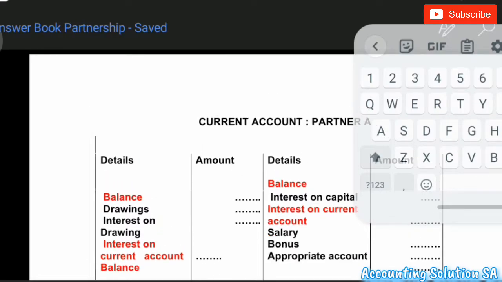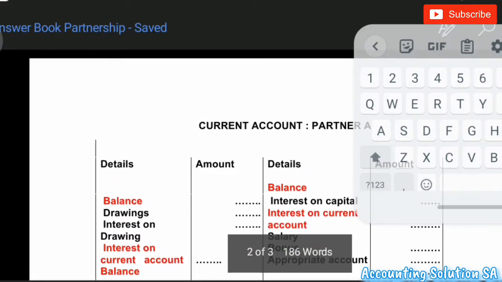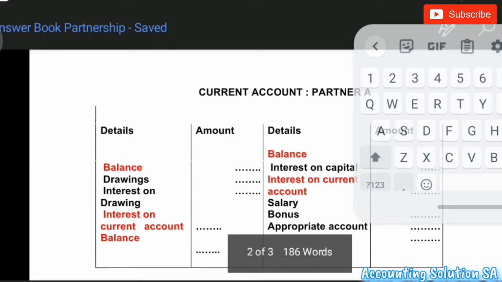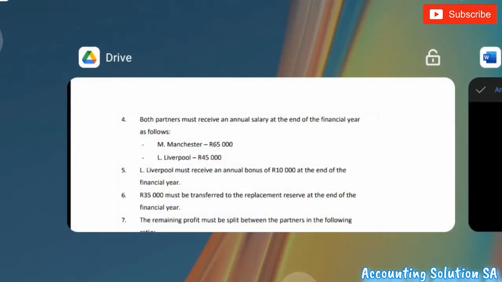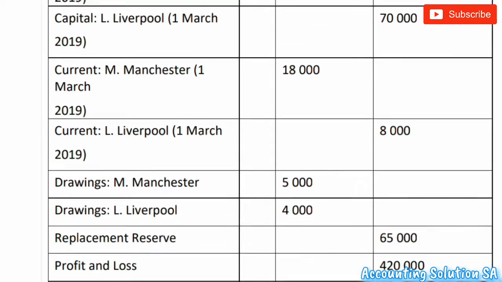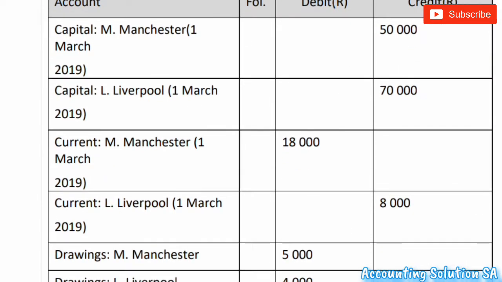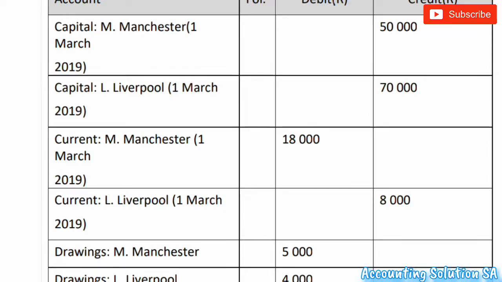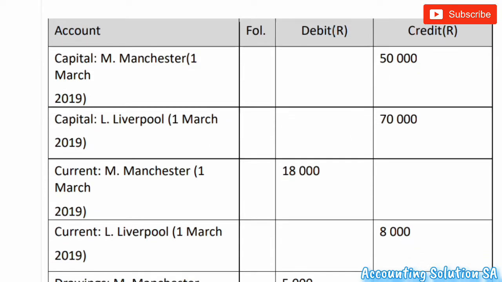Okay, let's start. Partner A, which means that we have to look for balances that are affecting only partner A. Okay, let's check. Do we have any opening balance for current account? Yes. Let's go to our information. We have a current for Manchester. We have opening balance of 18,000. For Liverpool, we have opening balance of 8,000. However, for Manchester it is debit side. For Liverpool it is credit side.